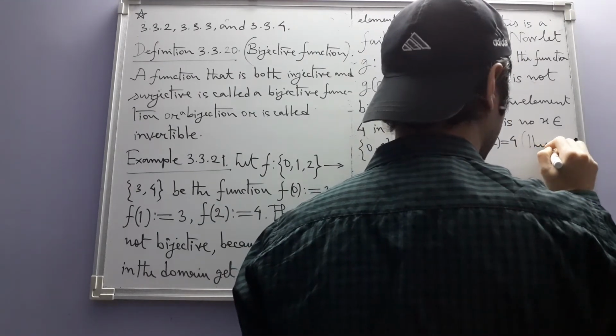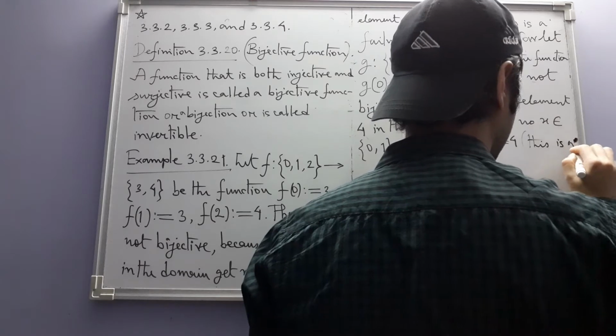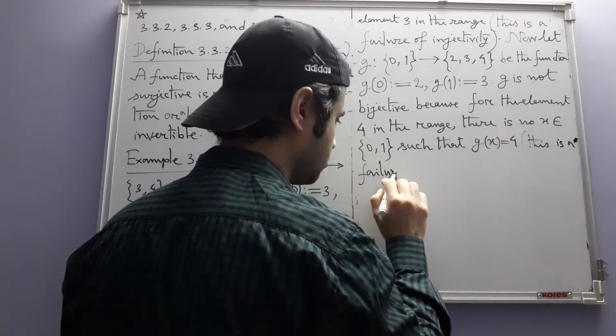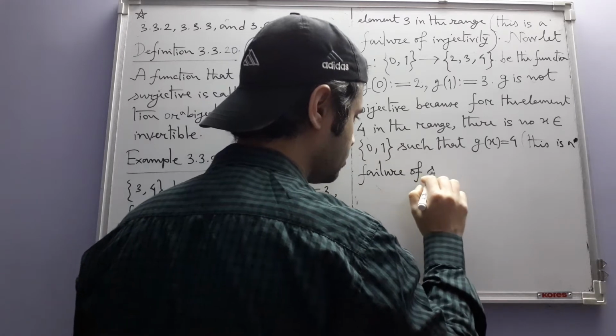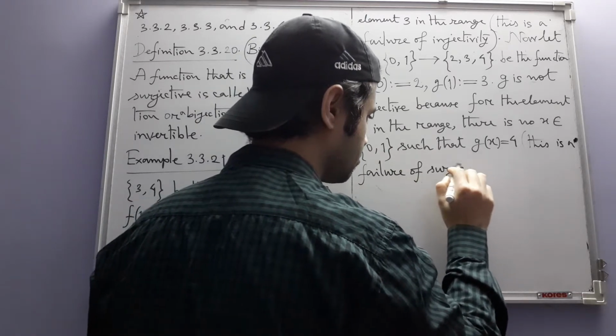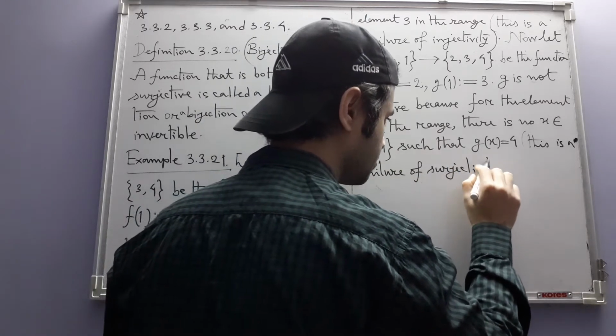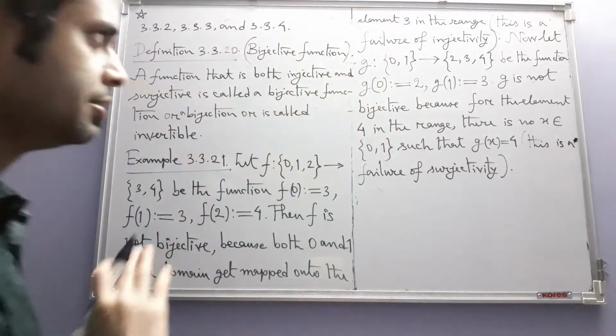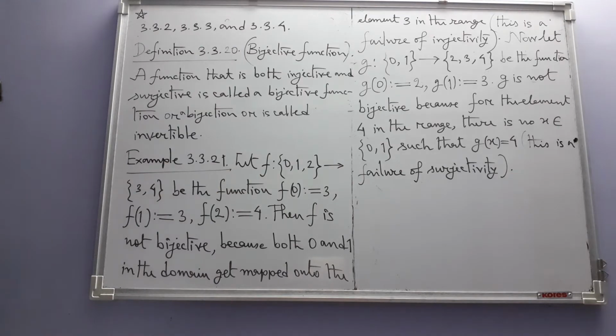So this is a failure of surjectivity. So that's why G also is not bijective.